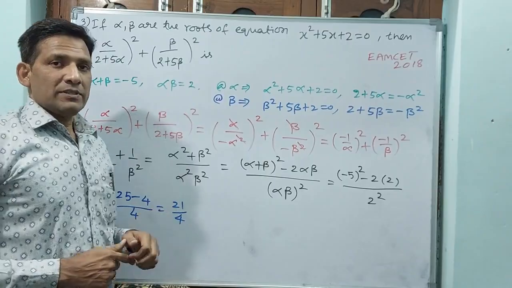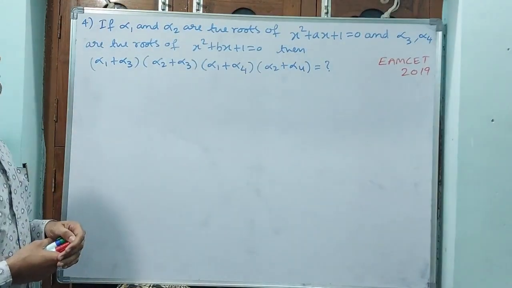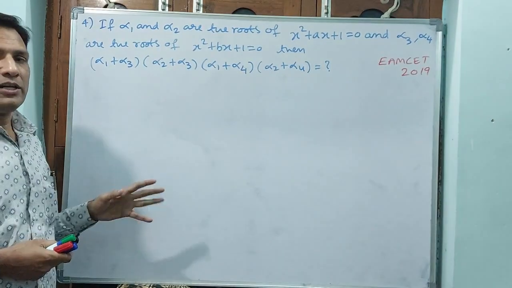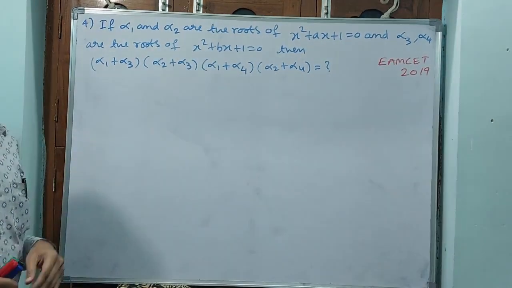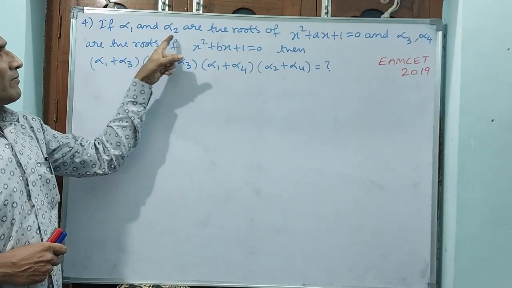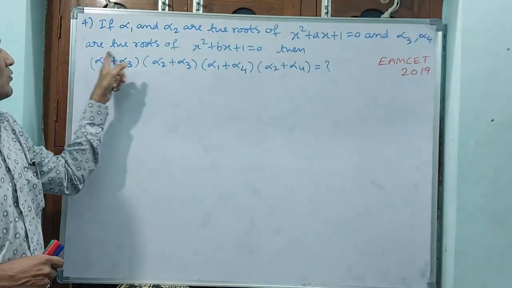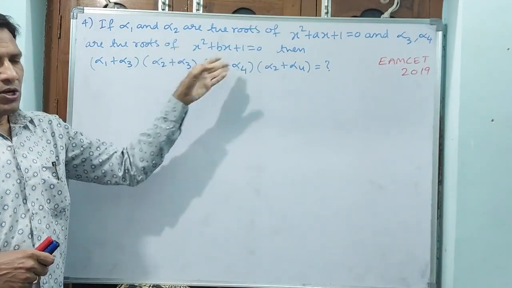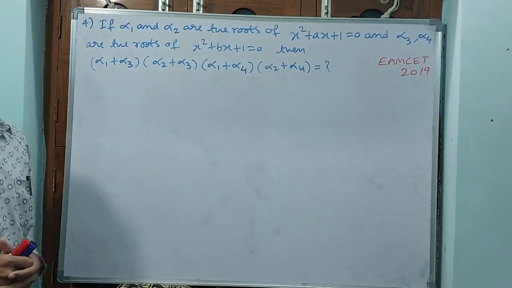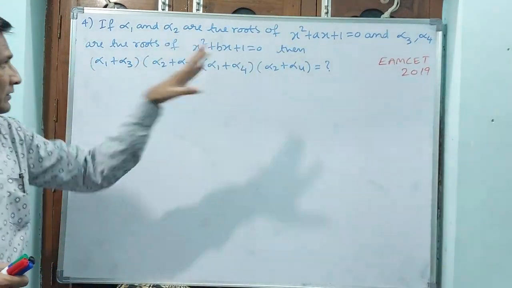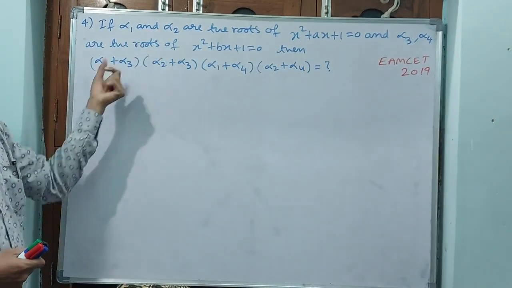Let us go for the fourth question. Okay, see question number 4. A little bit, what can we say, not easy, a little bit tricky question. EAMCET 2019 question. If alpha 1 and alpha 2 are the roots of this equation, and alpha 3 and alpha 4 are the roots of this equation. Okay? Quadratic equation 2 roots, quadratic equation 2 roots. Then they are asking, see, these roots directly they are not giving.